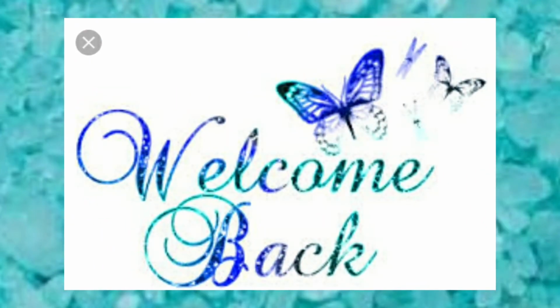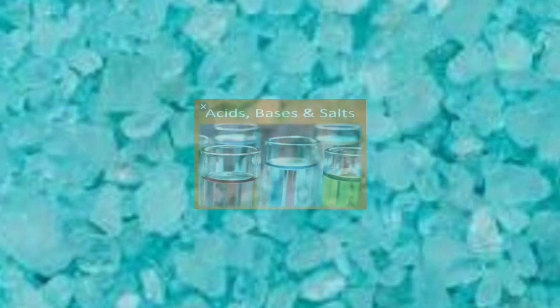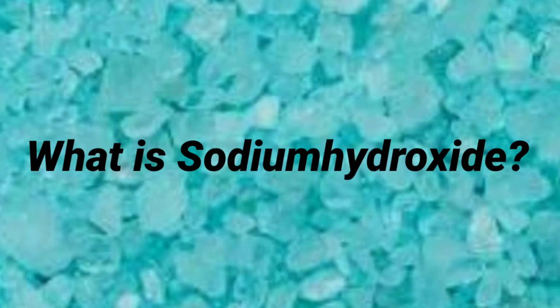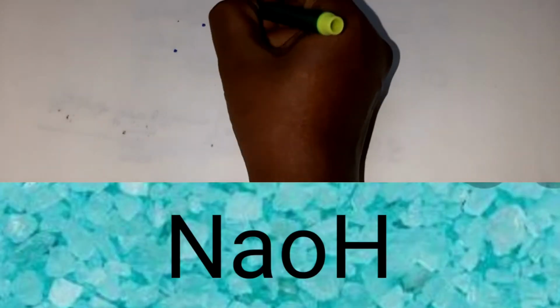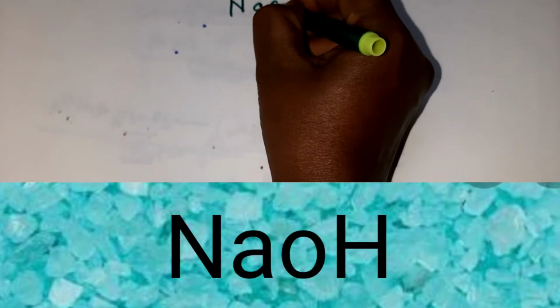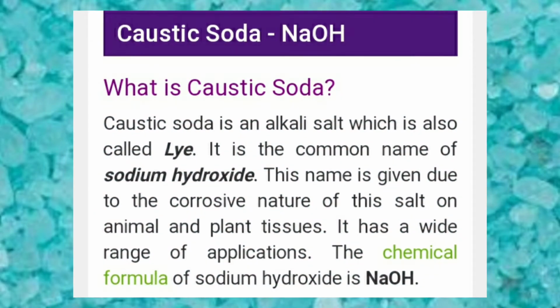Hi students, in this video we shall learn about sodium hydroxide, which is the salt from the lesson acids, bases and salts. So what is sodium hydroxide, children? Sodium hydroxide is also known as caustic soda. The formula for sodium hydroxide is NaOH. What is the formula for sodium hydroxide, children? NaOH. It is also known as caustic soda.